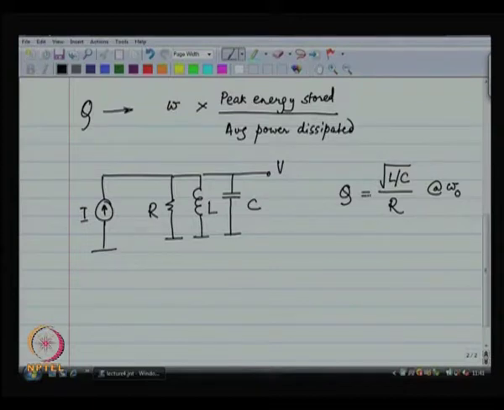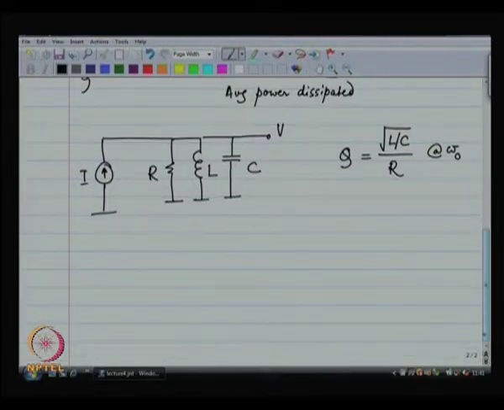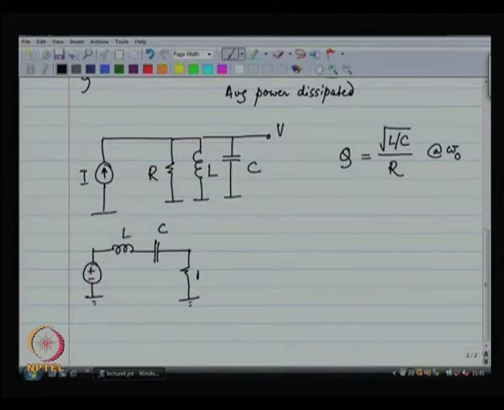Okay. And then we also briefly looked at the series RLC network, where I applied a voltage source, and here we observed the Q at the resonant frequency. I think I am making a mistake. I wrote the exact opposite of what it should have been.